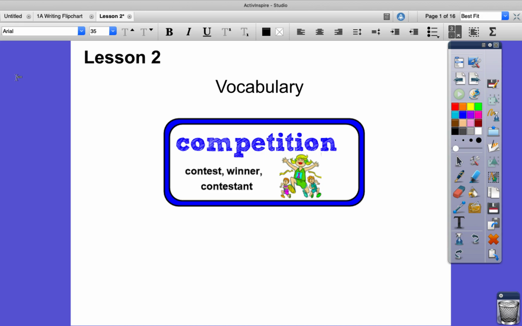The vocabulary word for this lesson is competition. When you are in a competition, you are a contestant competing against other people. For example, if you look at this picture, this girl is in a competition with the other boys and she's racing against them, right? So if you're in a competition, you can be in a contest, and there is usually only one winner.